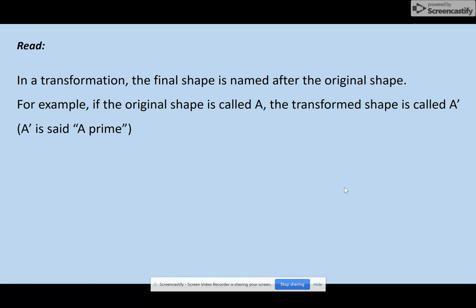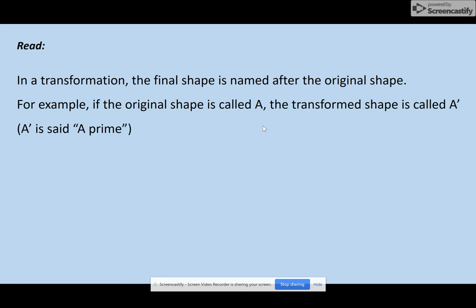You would have also learnt some terminology. If your original shape was called shape A, then your transformed shape, which is sometimes called the image, would be called A with this little dash by it. The way you say that dash, you'd say this is A prime. So shape A is transformed to be shape A prime.